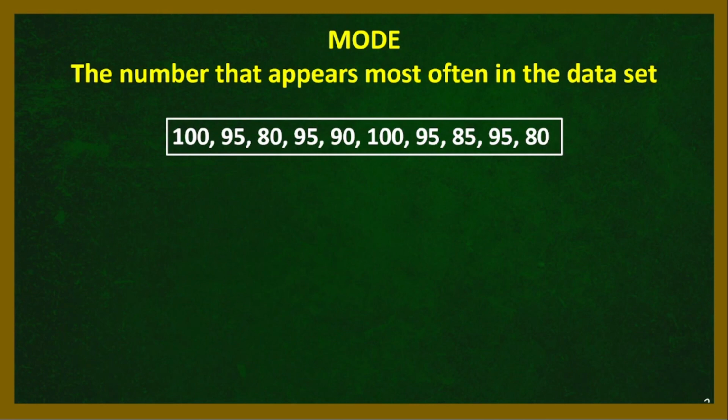Well, as we can see here, we have 100 twice. 1, 2. Let's see about 95. We have 95. 1, 2, 3, 4 times. All right, that looks like our winner right there. We have 80 twice. We have 90 once, and we have 85 once. So our answer for the mode is 95. It appears most often in this data set.